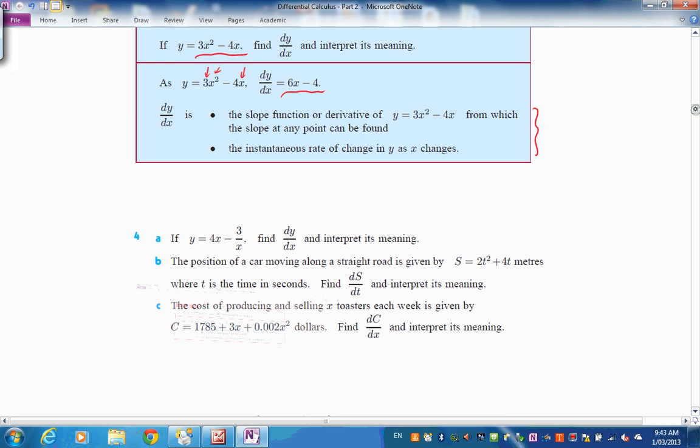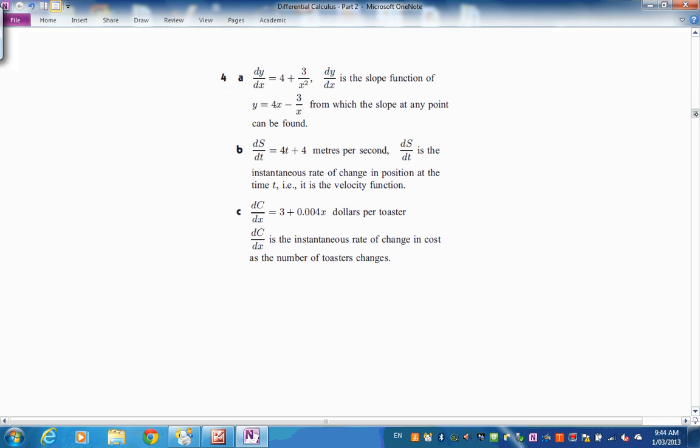So I'll get you to have a look at this question, interpret its meaning. And all of these, you might like to look at this one, because this is our Newtonian approach to differential calculus, the rate of change of distance with time. So what ds by dt is the derivative, the rate of change of distance with time. So you might like to give a good interpretation of that. All right, so down here are the answers.